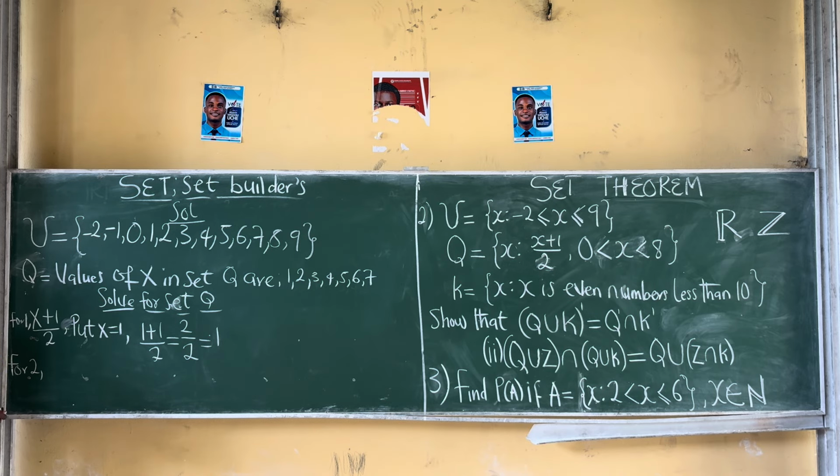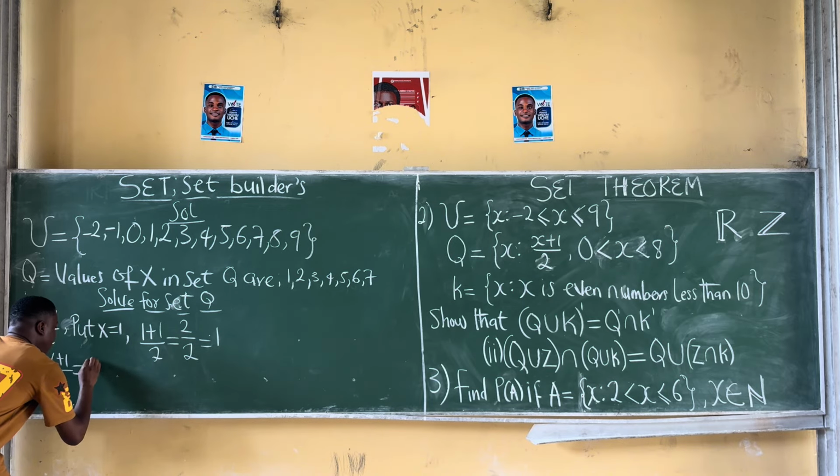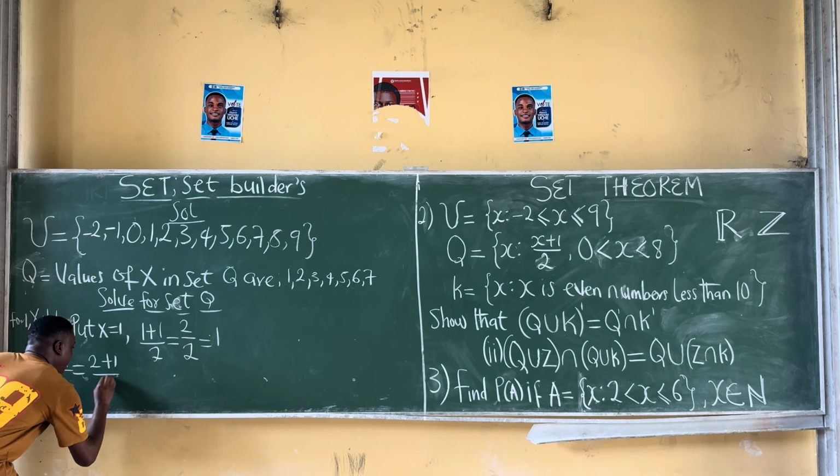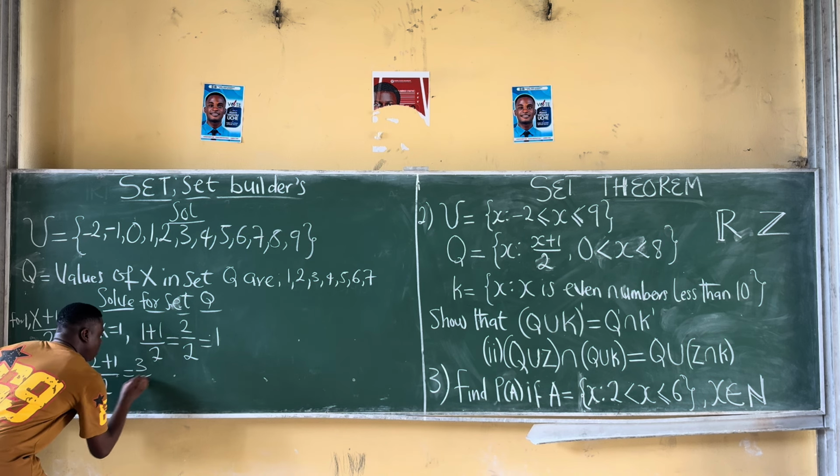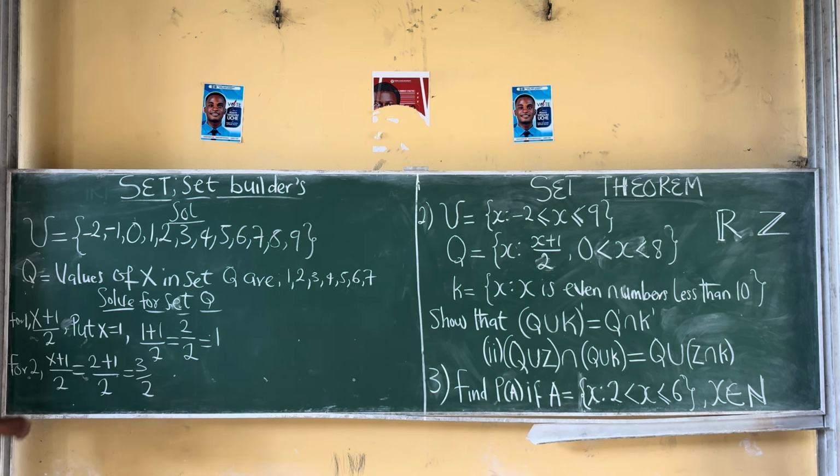So let's go for 2. For 2, we go again. (x plus 1) over 2, which is equal to what? (2 plus 1) over 2, which is equal to what? This is the second member of set Q: 3 over 2.